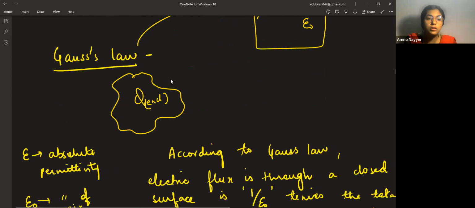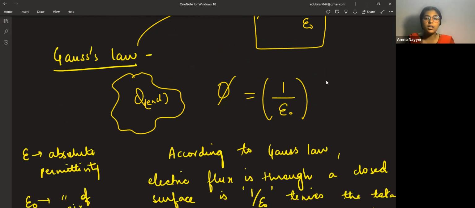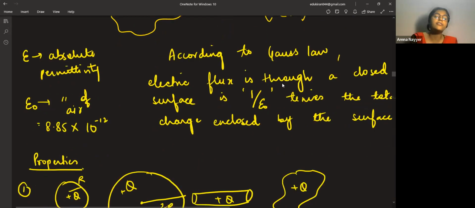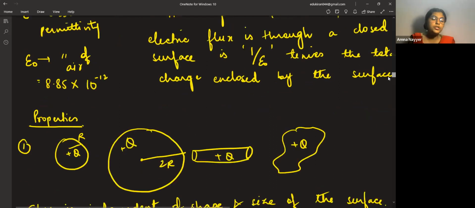So what does Gauss theorem say? It says that if a closed surface is present, the net electric flux will be equal to 1 by epsilon naught times the total charge that is enclosed within the surface. You will not include the charges outside the surface. What is epsilon naught? It is the absolute permittivity of air, that is 8.85 into 10 to the power minus 12, that we see.